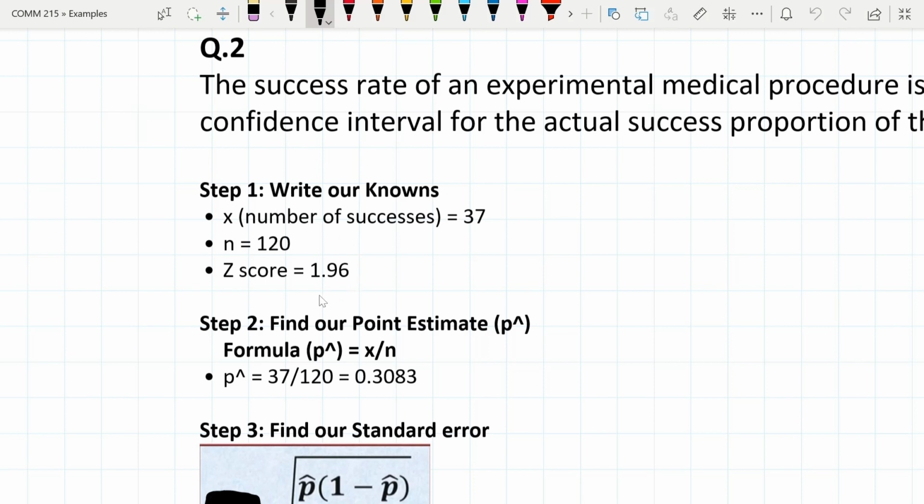So step 2 is to find our point estimate. The formula for this is, let me highlight it, P bar equals X divided by N. So this equals 0.3083. So that's our P bar.